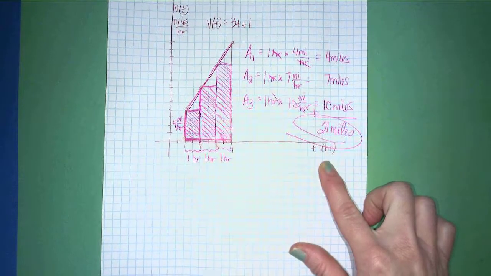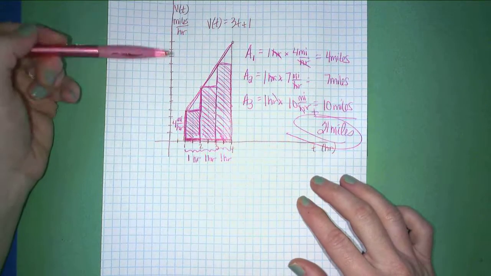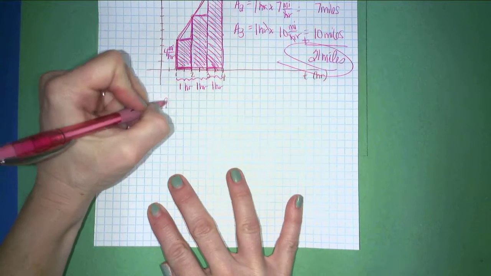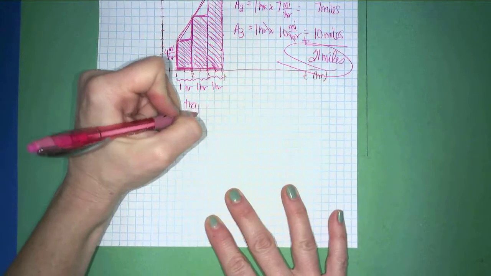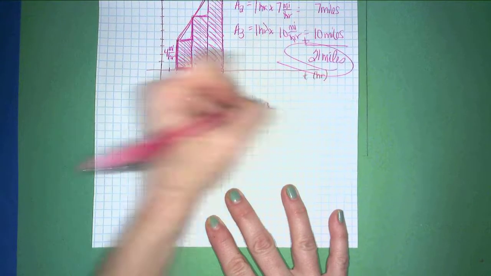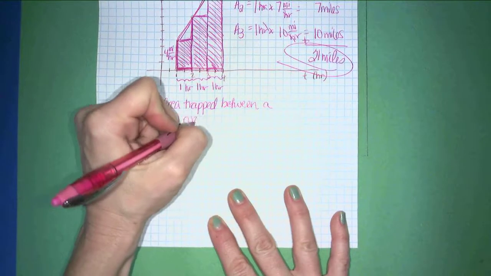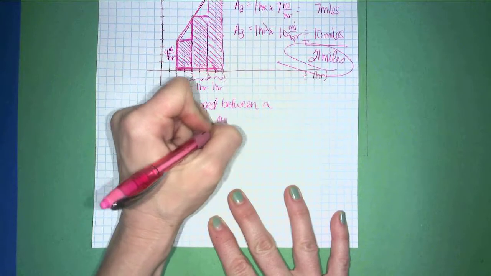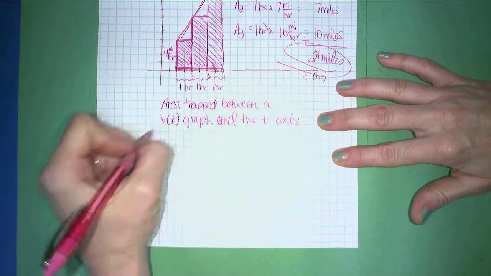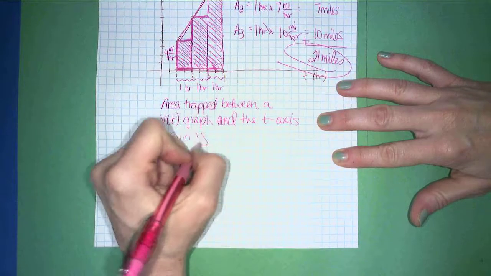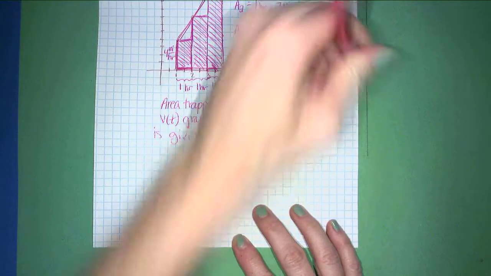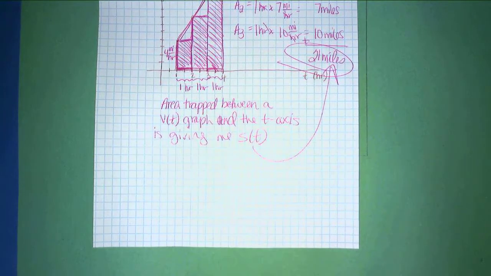What I'm really trying to drive home here is this fact. I'm going to write it right here. The area trapped between a v of t graph and the t-axis is giving me position, in miles. The area trapped between a v of t graph and the t-axis is giving me position.